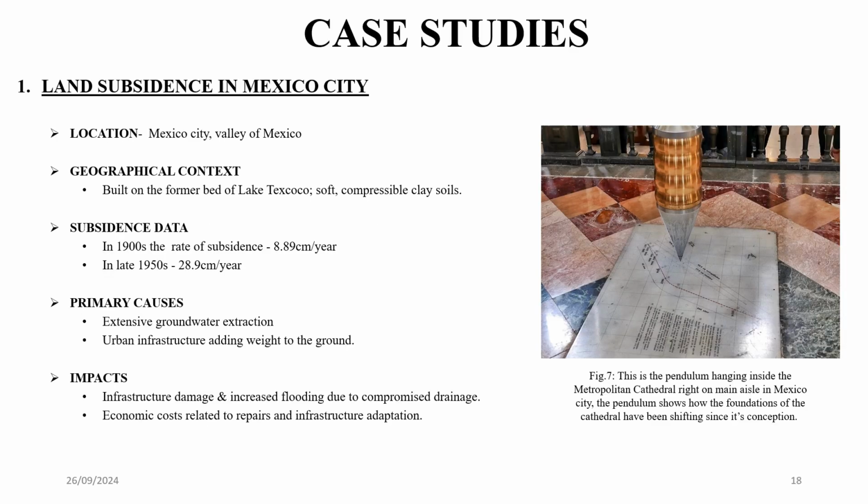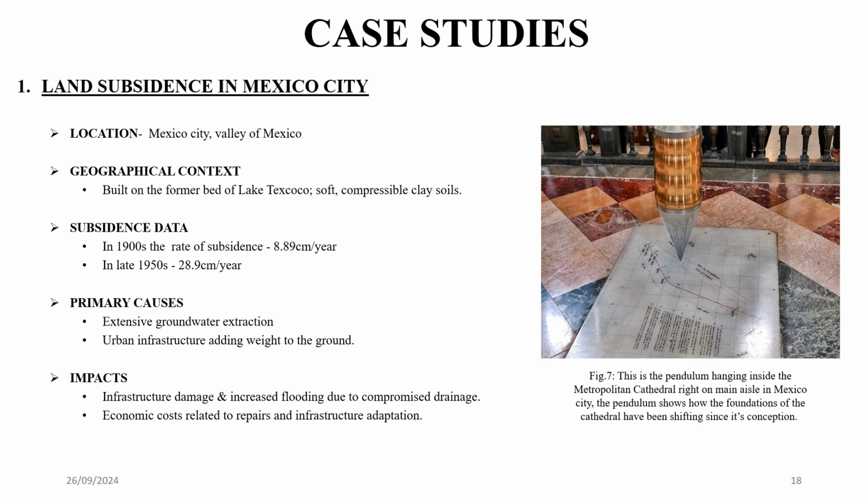Now let's see the various case studies of land subsidence, starting with the case study of land subsidence in Mexico City. Mexico City is built on the former bed of Lake Texcoco, which has soft compressible clay soils. In the 1900s the rate of land subsidence was 8.89 cm per year, and in the late 1950s it was 28.9 cm per year.